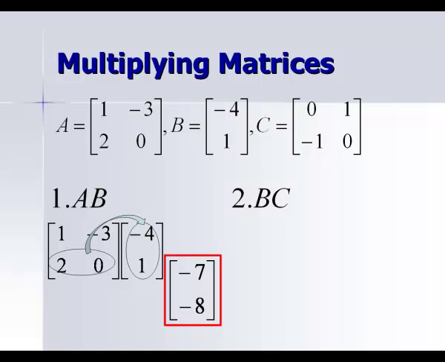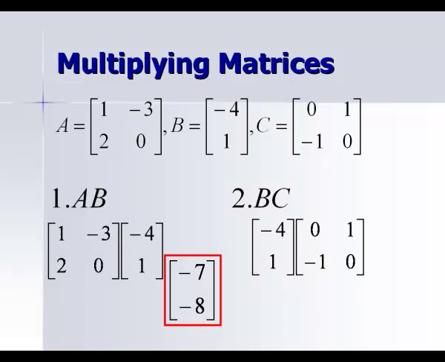On number 2, we're trying to do B times C. That means negative 4, 1 is the first matrix, 0, 1, negative 1, 0 is the second matrix. You cannot multiply these together. You have a 2 by 1 multiplying with a 2 by 2. The inner numbers don't match, so it's not possible to multiply. If you tried to enter this in your calculator, you're going to get an error message. It's not possible to multiply those matrices together.